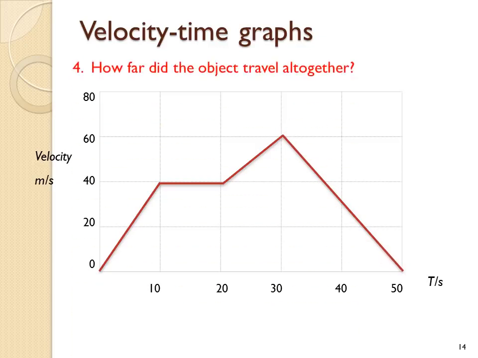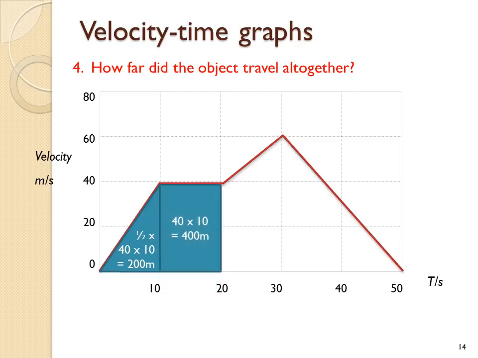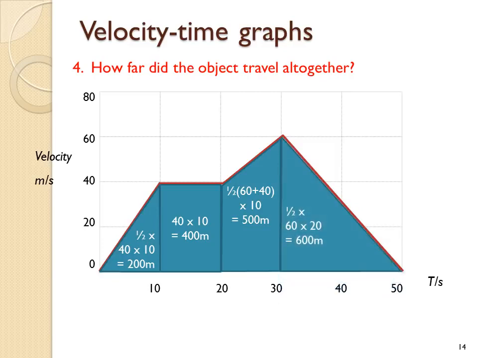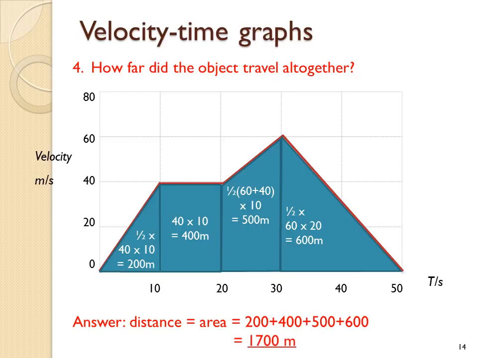How far did the object travel altogether? You'll remember that distance travelled is area under the graph. So we need to calculate the area of each of these segments. Starting with a triangle, the area of a triangle is a half base times height. That gives 200 meters. Then there's a rectangle, and then a trapezium, and then another triangle. So the total distance travelled, you add up the area of all the segments, and that gives 1700 meters.